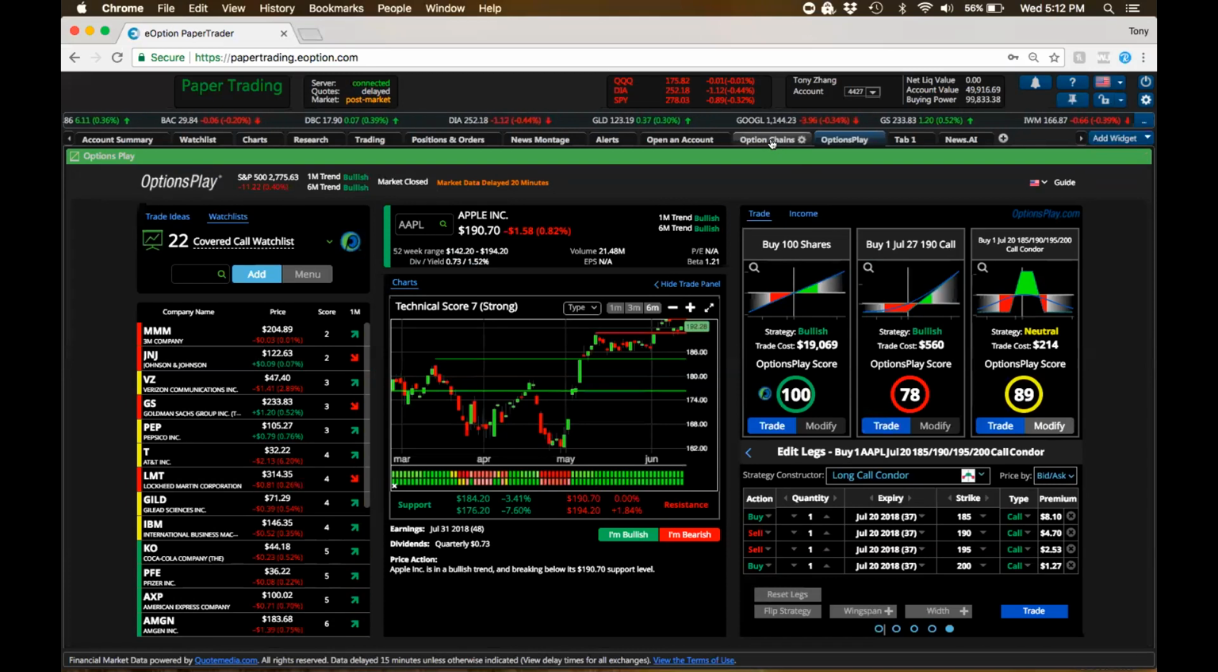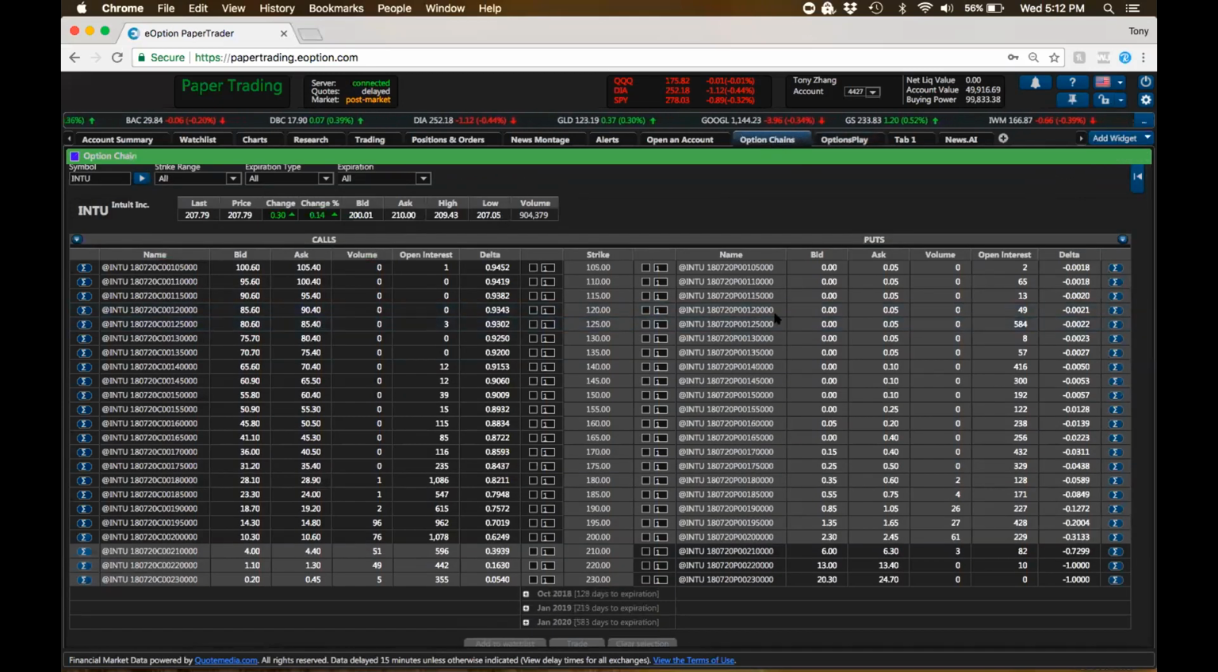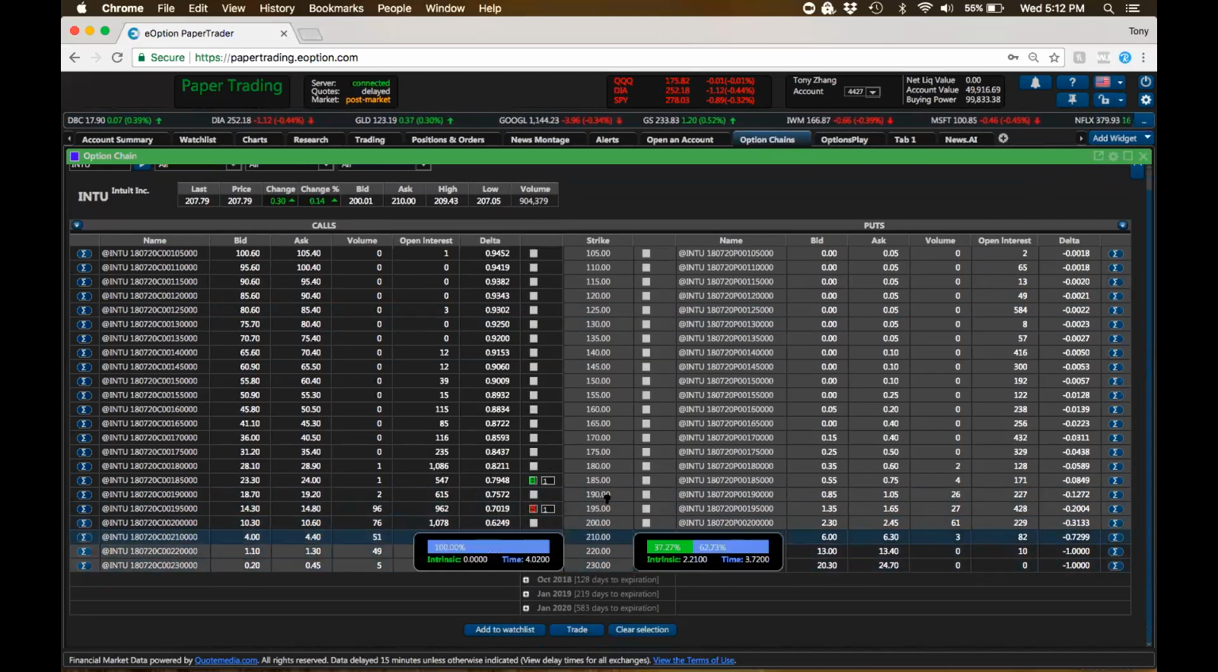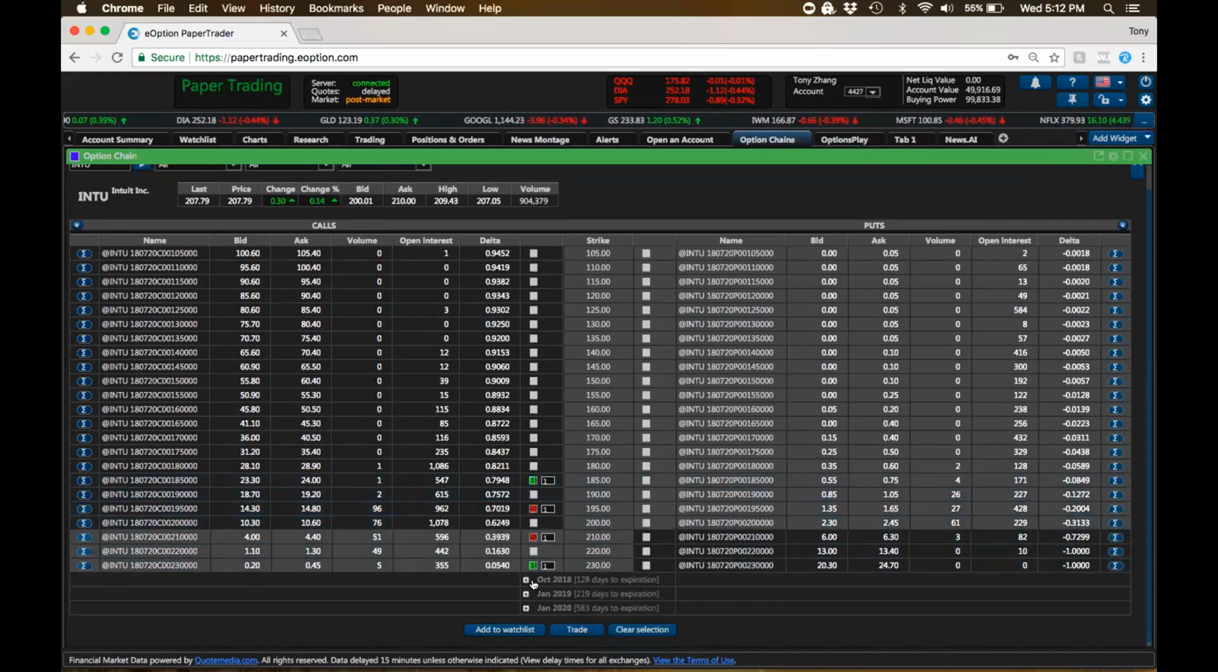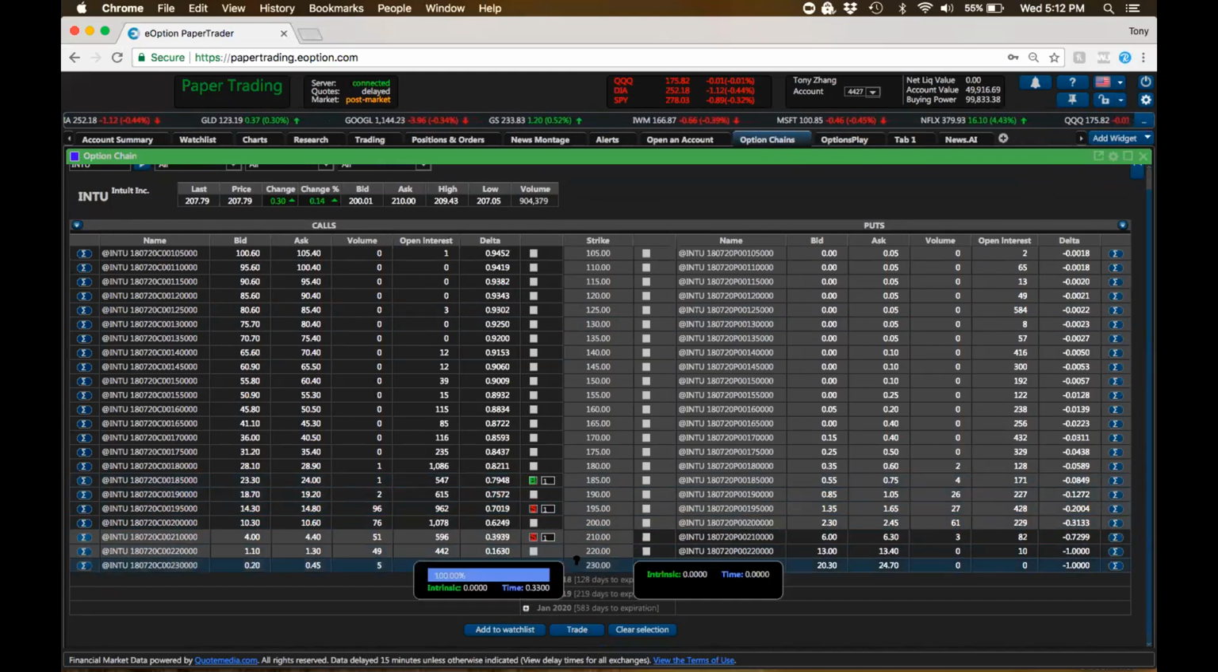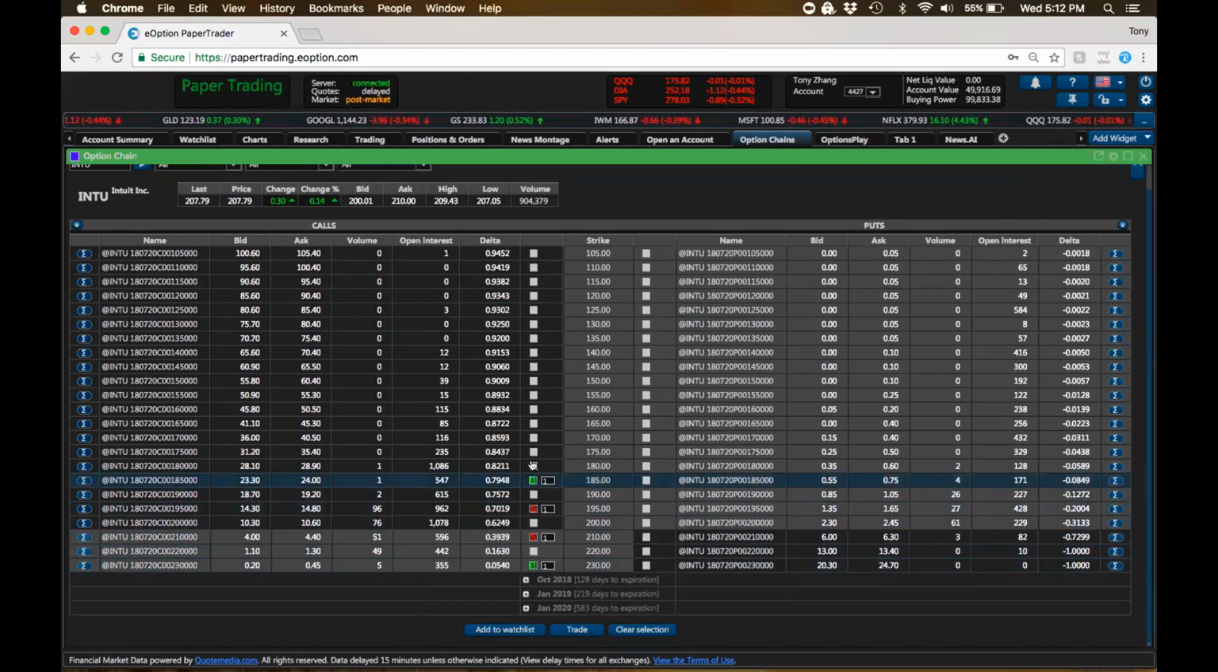Because if you're trying to create a condor on an option chain, it's going to take you a while to figure out, hey, I'm going to buy the 185, then I'm going to sell the 195, then I'm going to sell the 210s, and sometimes you screw up. Here's a condor that I just created on the chains. But what if you wanted to change all the strikes down one? Then you've got to do a lot of clicks.